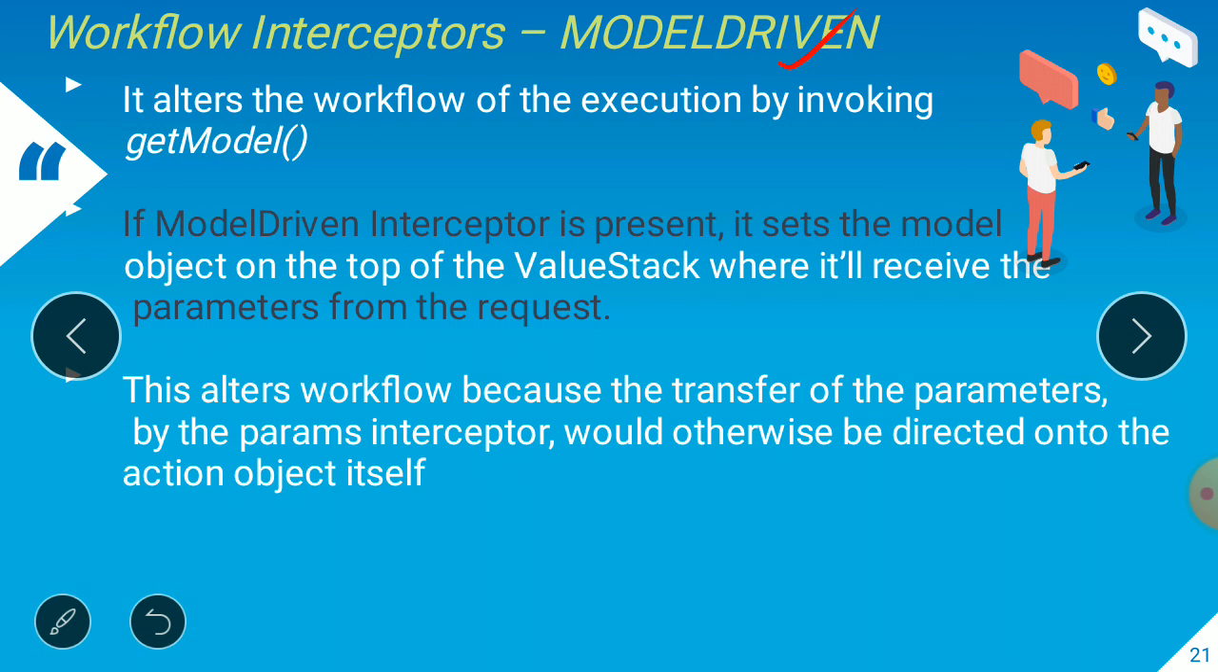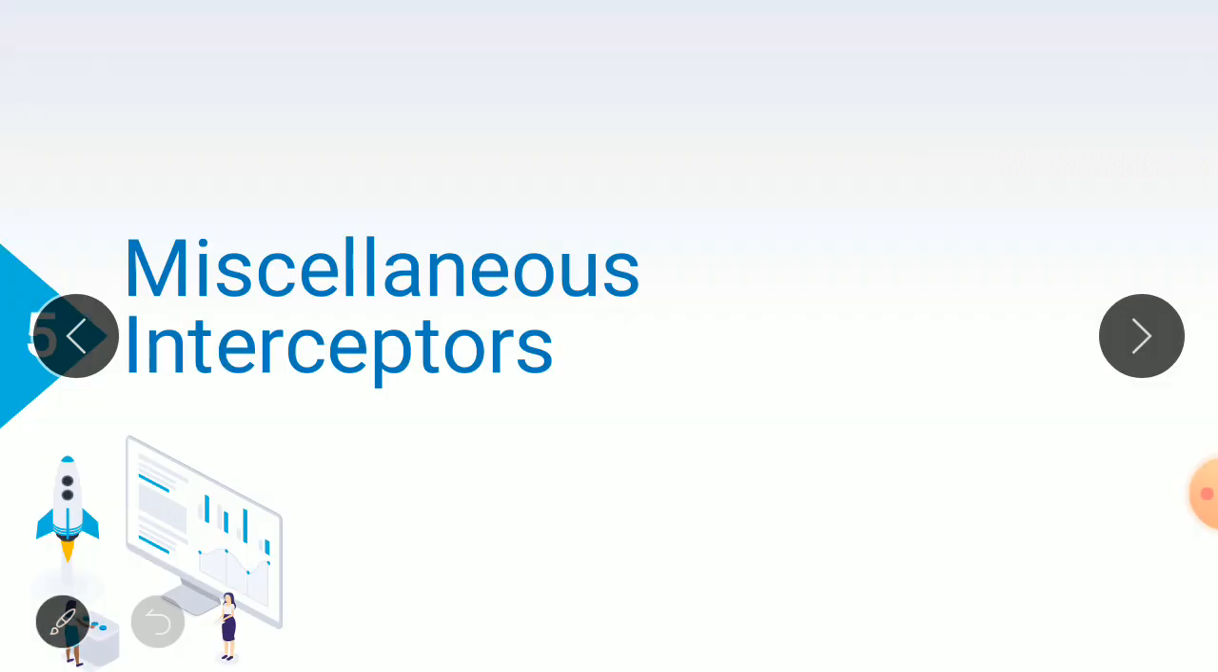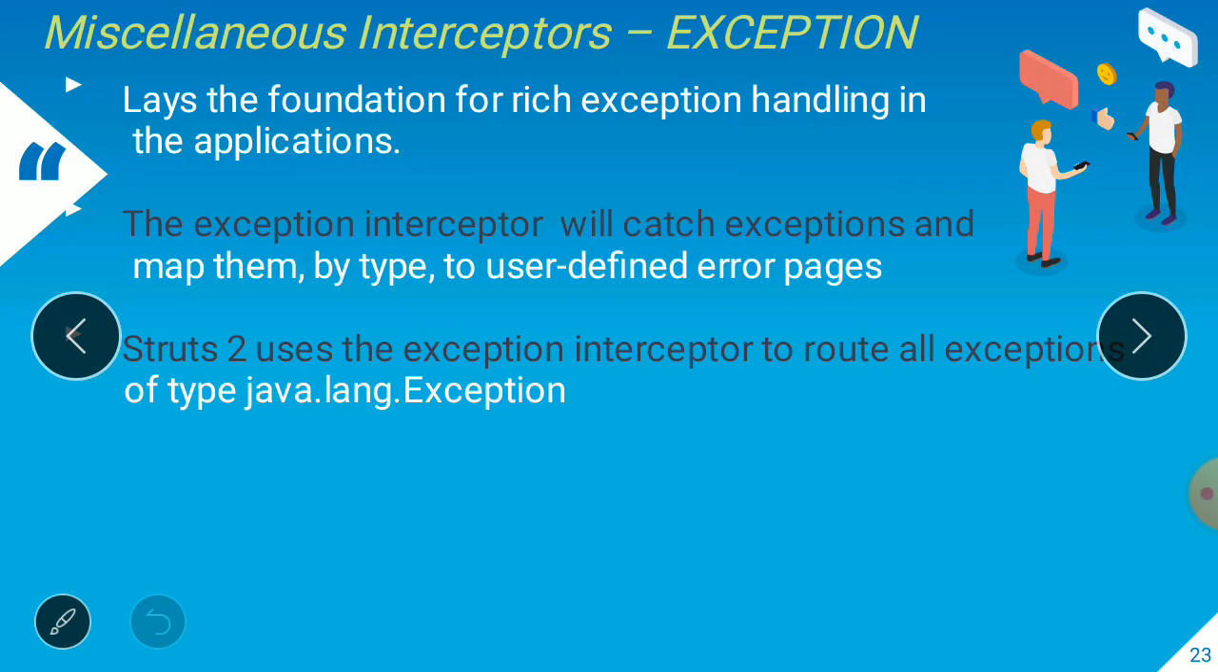So automatically what happens, params interceptor alters workflow, because the transfer of the parameters by the params interceptor would otherwise be directed onto the action object itself. அப்படி இல்லாததனால what happens, இப்ப action objectக்குள்ள param interceptorஆல நேரடியா இப்ப டேட்டாவை கொடுக்க முடியாது. So all this data will be in the model object. So we can do some other processing also. We can change that workflow. So now we will be seeing some more miscellaneous interceptors which we generally use for some other things.